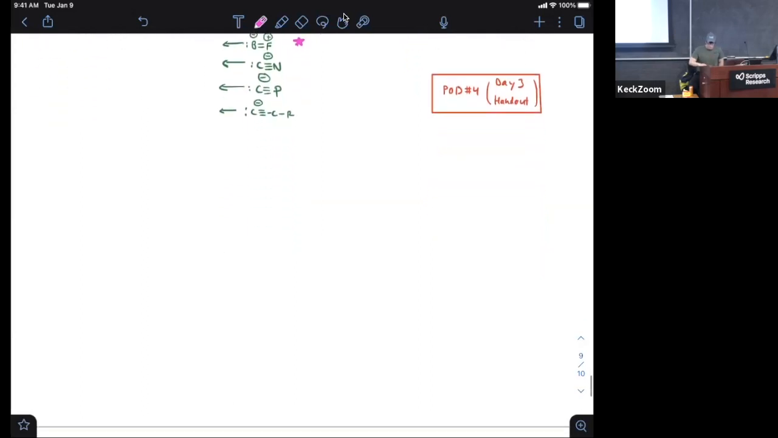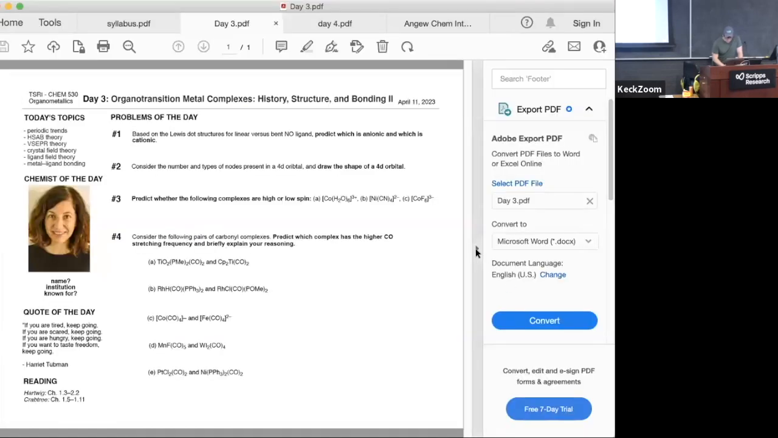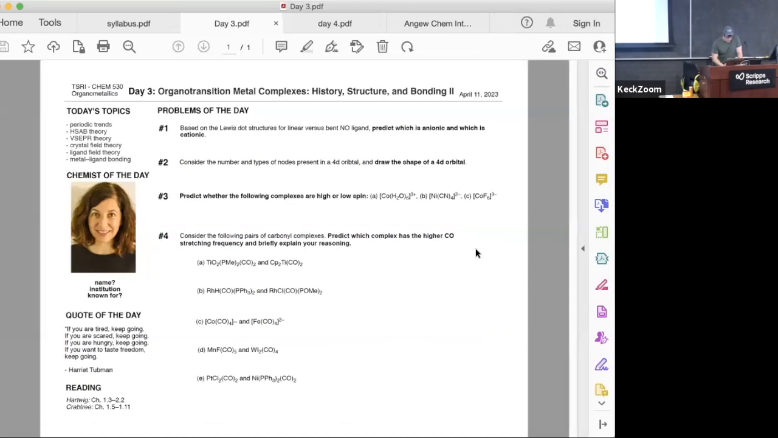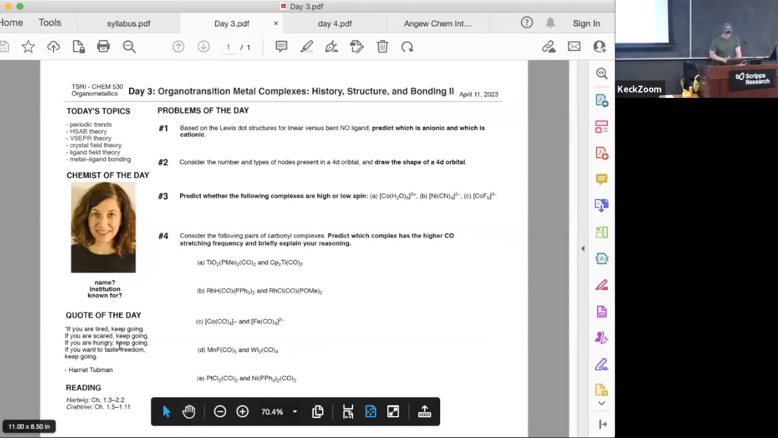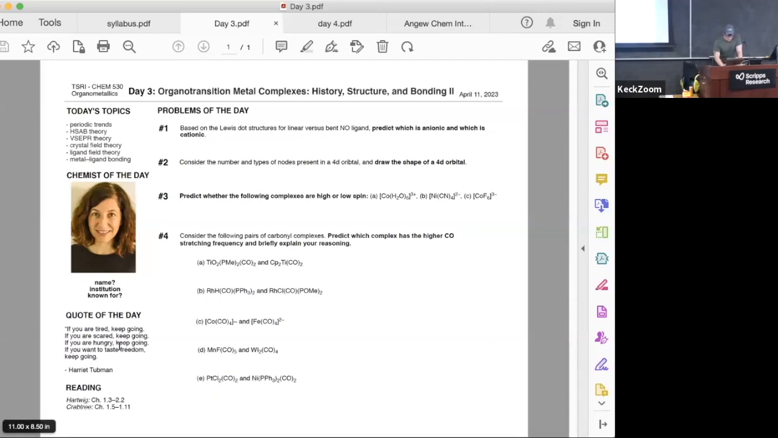Okay, so let's wrap up this discussion by turning to the last problem of the day, number 4 from the day 3 handout. I will share that handout and keep it up. This will give me a chance to charge my pencil. This asks you to consider 5 different pairs and make an educated guess about which will have a higher CO stretching frequency.